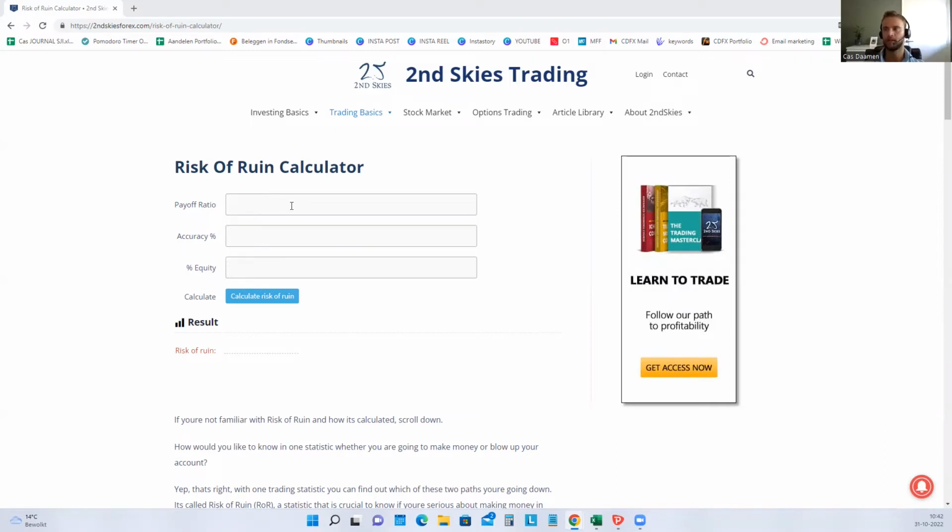So the payoff ratio is your average risk to reward ratio, and that's why I said in the beginning, be very clear about your edge and know your edge inside out, because you need to know these numbers. So let's say your average R is 1.5, which means you risk 1 to make 1.5. Let's say your strike rate, so your win rate is 60%, and you want to be risking 5% a trade. You can see that there's a very small risk of ruin.